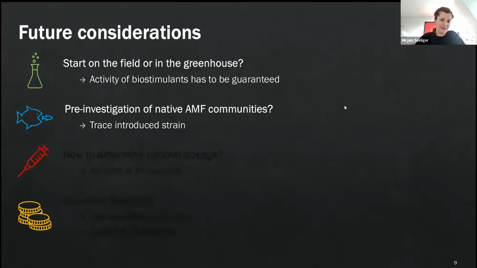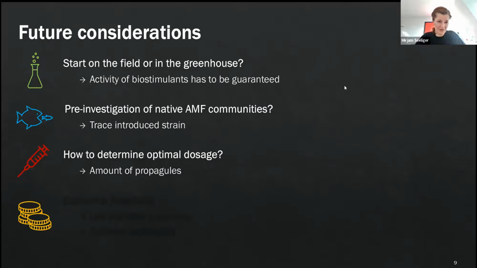You need to pre-investigate the native mycorrhiza communities. Potentially you don't even need to apply microorganisms. And here I want to encourage future studies to trace the introduced strains, because based only on colonization, you cannot say if a biostimulant is established or not, especially with mycorrhizae. Yeah, and this might be quite challenging because there you need to look at strain level, and particularly with mycorrhizae, that's quite complicated. How to determine the optimal dosage?